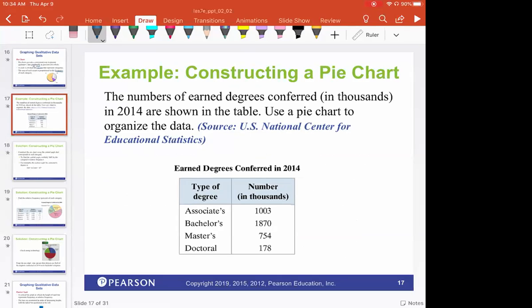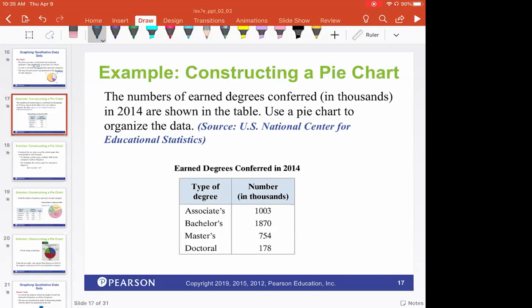So let's do an example. The number of earned degrees conferred in thousands in 2014 are shown in the table. Use a pie chart to organize this data. So let's take a look at our chart. It's talking about degrees earned in 2014, and it says that 1,003 were associates, 1,870 were bachelors, 754 were masters, and 174 were doctoral PhDs.